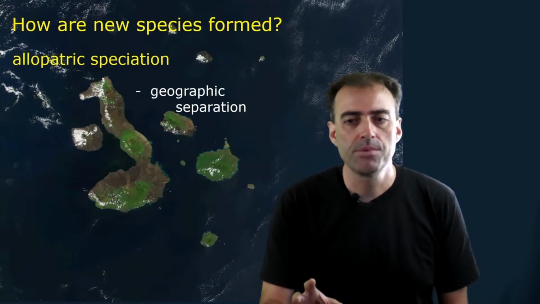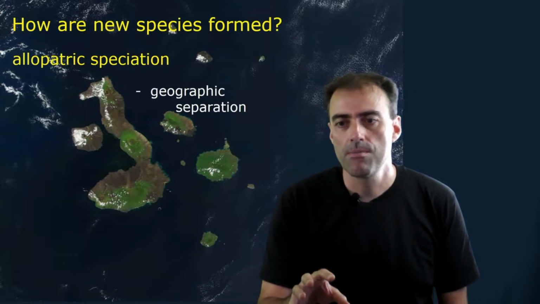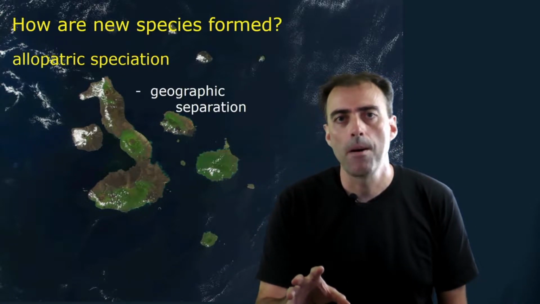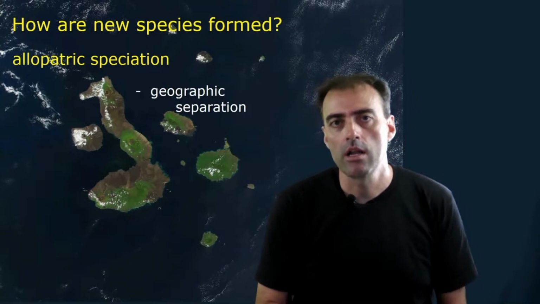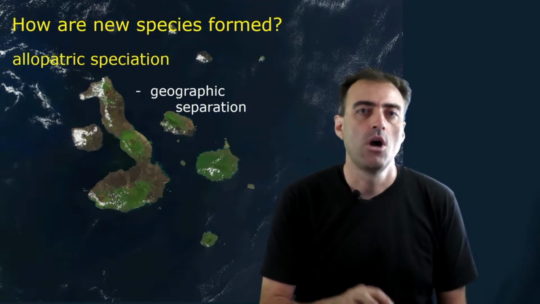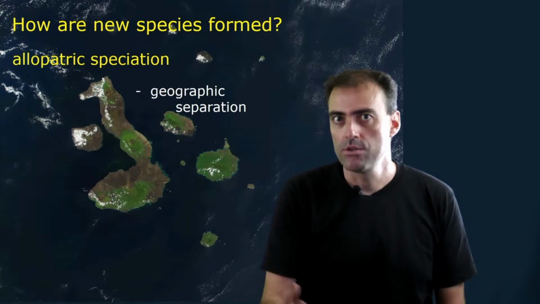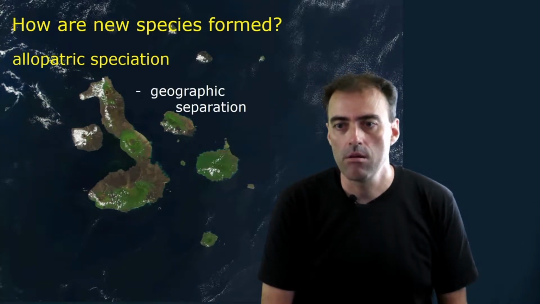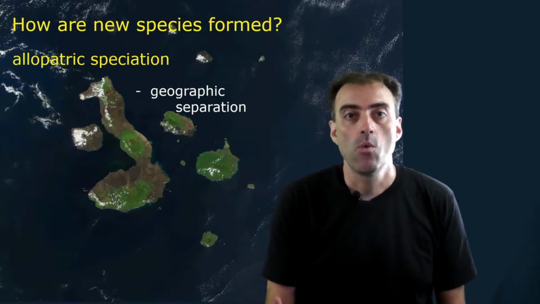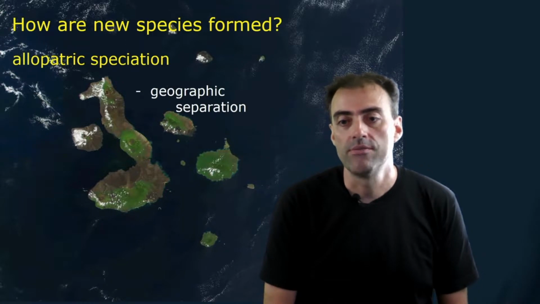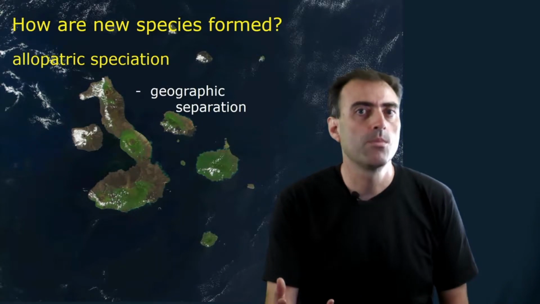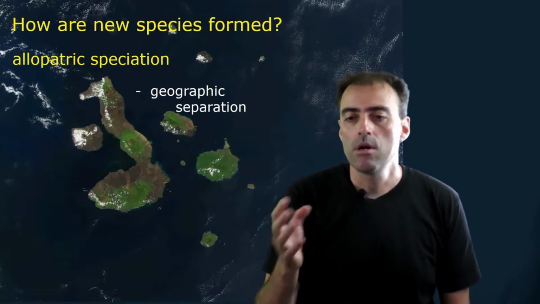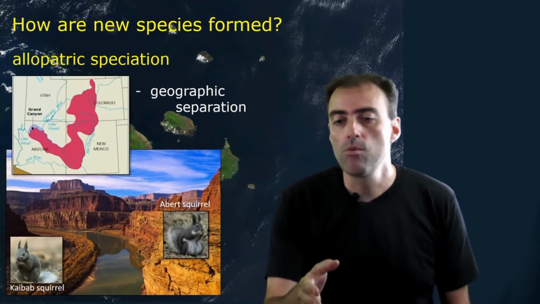So allopatric speciation, geographic separation. We've still got our picture here of the Galapagos. Each one of these islands has a different species of ground finch. This is one of the reasons why Darwin was so fascinated by this archipelago, because there were a lot of these different types of finches. So geographic separation, the most obvious example is on islands, but it could also be physical barriers of some form.